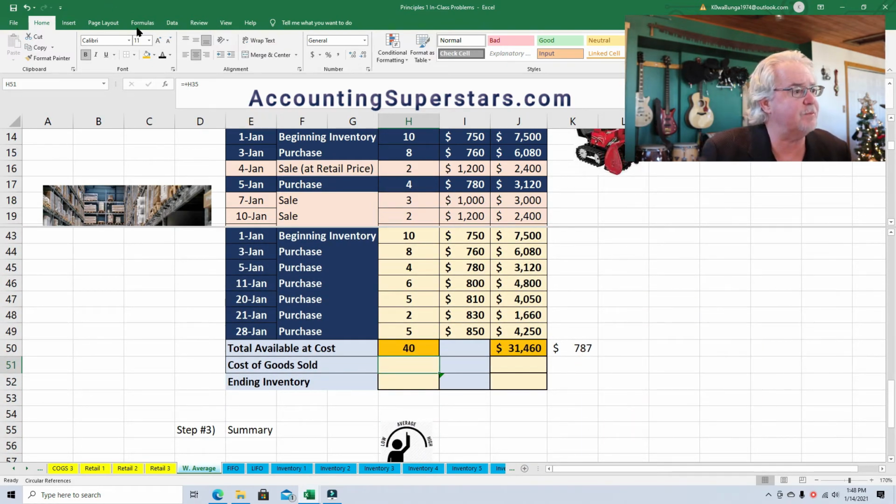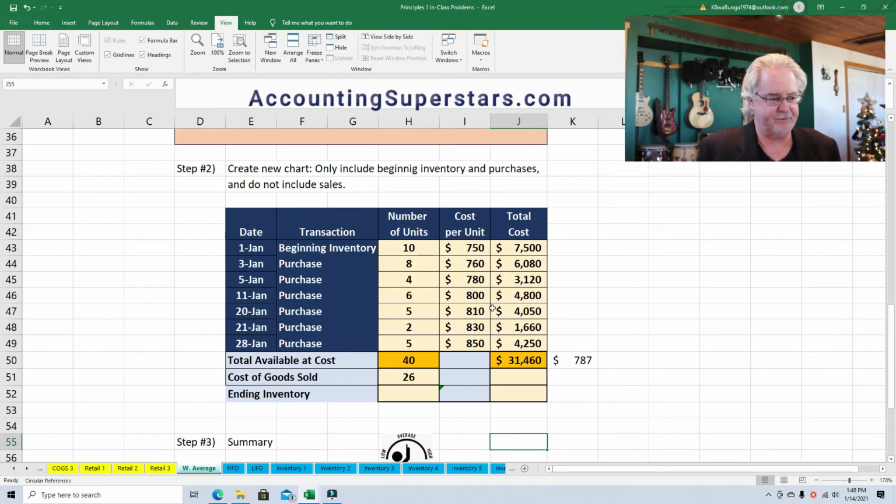In fact, I'll just change the print. There we go. And you know what I'll do? Since we're done with that upper chart, I'm going to get rid of the split. All right, so we've got cost of goods sold, 26 units were sold. Now we're using the weighted average cost, which we've determined to be 787. The way we did that was 31,460 divided by 40.